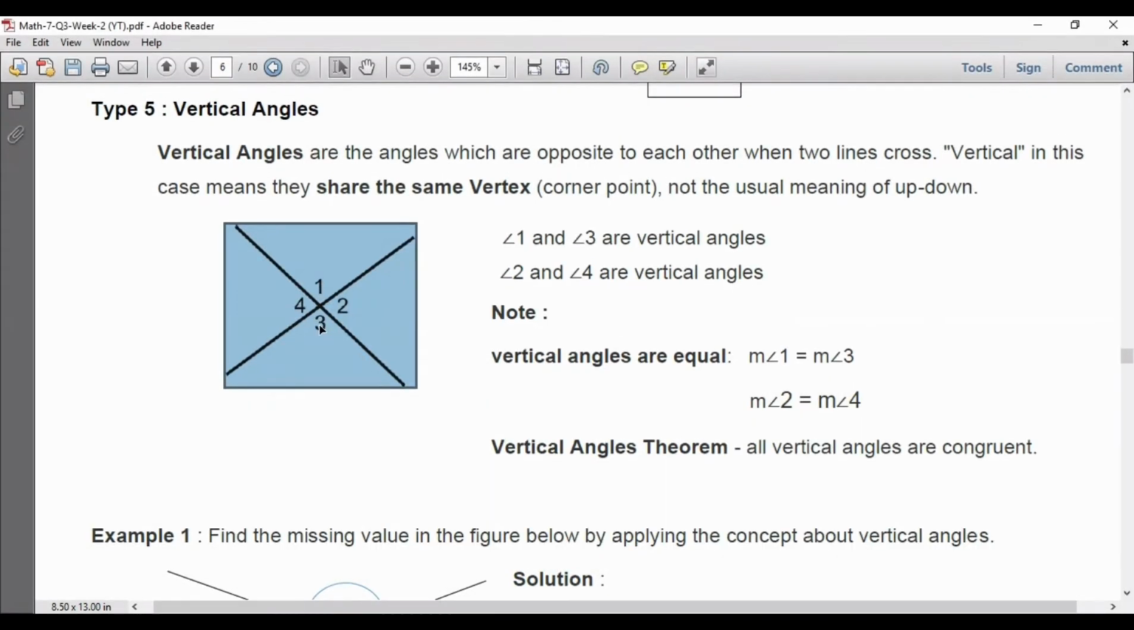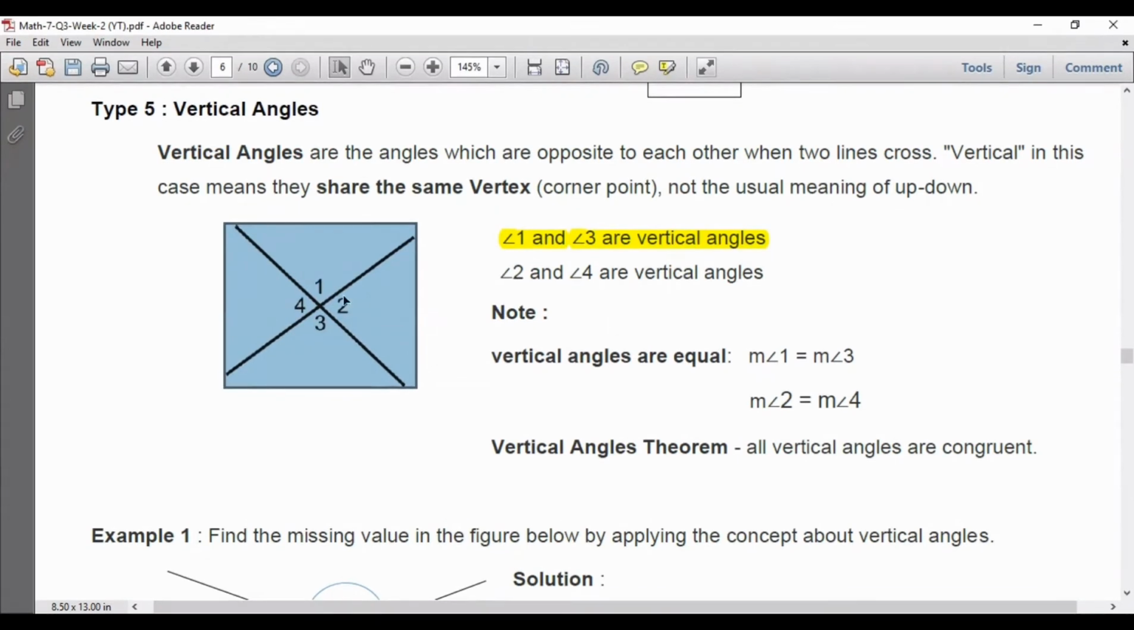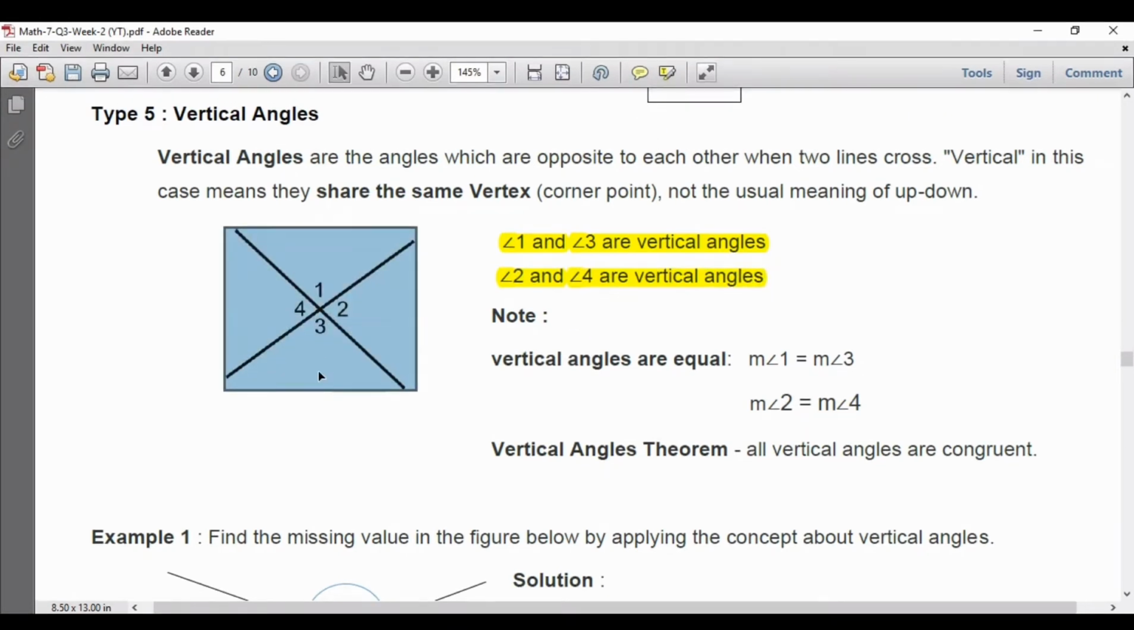So angle 1 and angle 3 are vertical angles. The lines cross, and then angle 1 and angle 3 are vertical angles. And these two, they are on opposite sides, opposite to each other. So angles 2 and 4 are also vertical angles. So when we have two lines that cross, they form vertical angles.